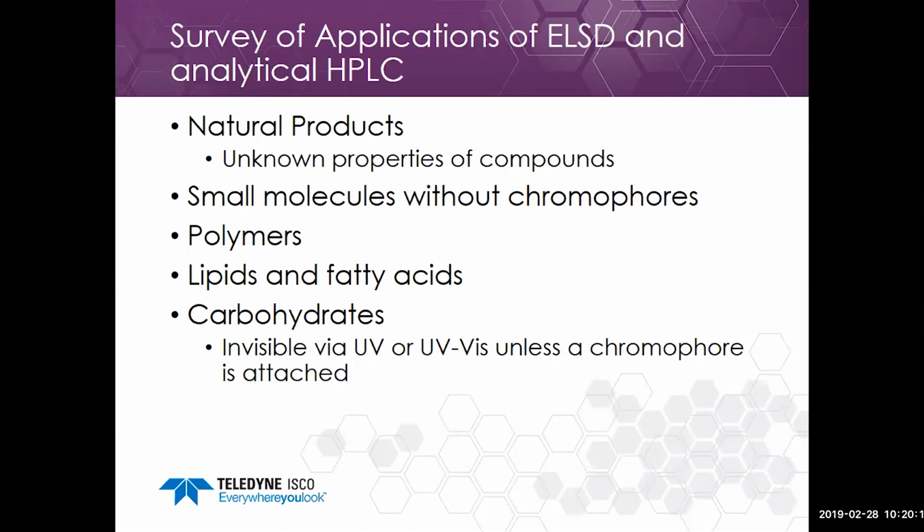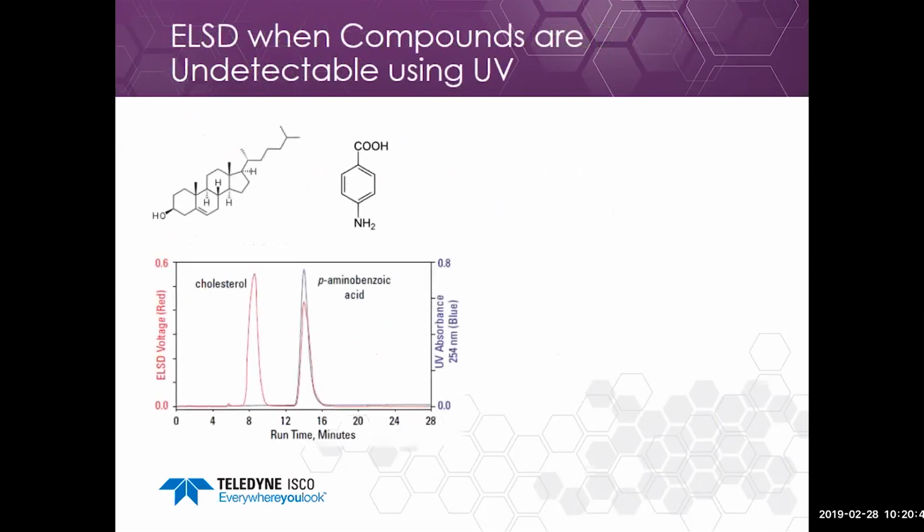So maybe you don't know if this compound has a chromophore, so you're able to detect that via ELSD and detect that there's a compound eluting at that point. Small molecules without chromophores are great as long as they're non-volatile. Polymers, purification of polymers, lipids and fatty acids, carbohydrates that usually are invisible via UV or UV-Vis, unless a chromophore is actually attached to the molecule. So we're going to go over some examples of where we've used ELSD when compounds are undetectable using UV.